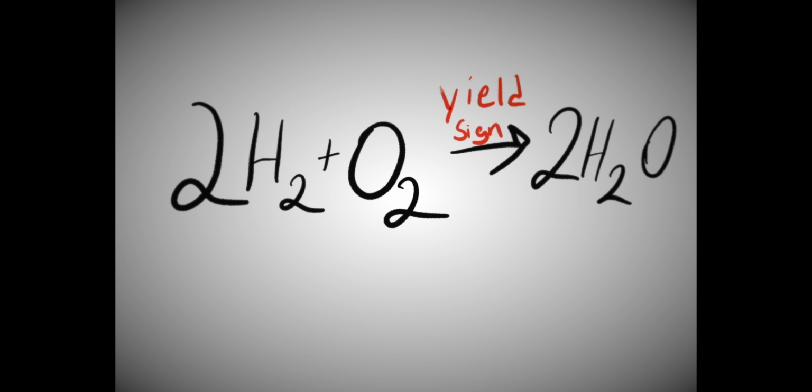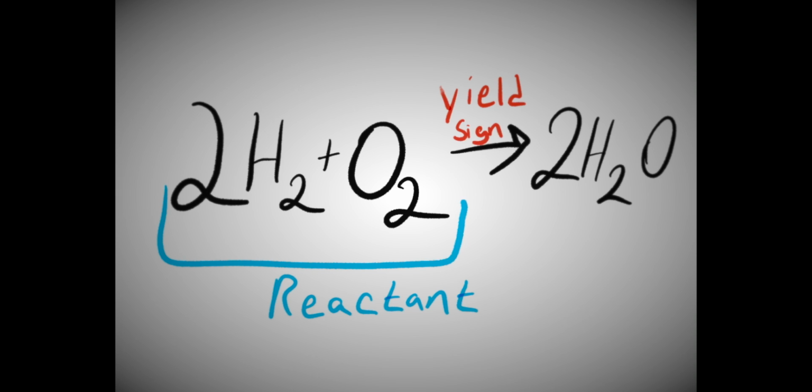The portion to the left of the yield sign is called the reactants. Typically, these are the elements or compounds that are reacting together to form the end result. The final portion of the chemical equation is the product. It is anything to the right of the yield sign, and it is what is created because of the reaction. Now that you know how to read chemical equations, we can talk about what exactly affects the rate of reaction.